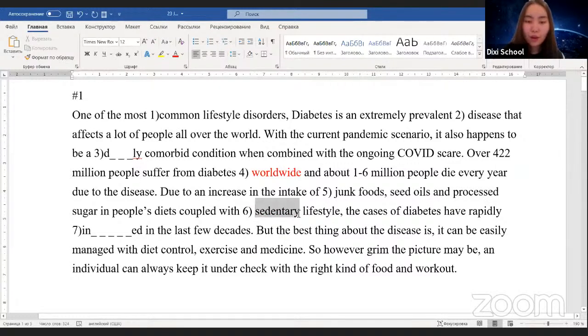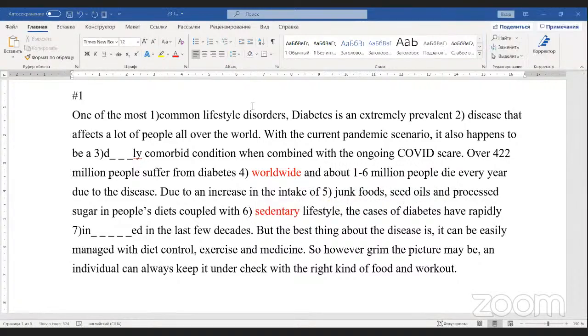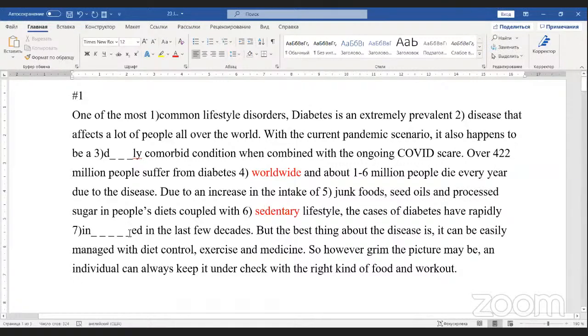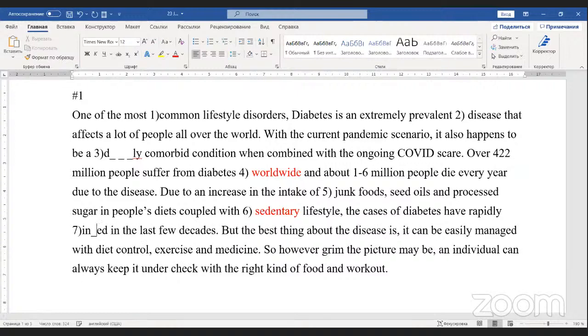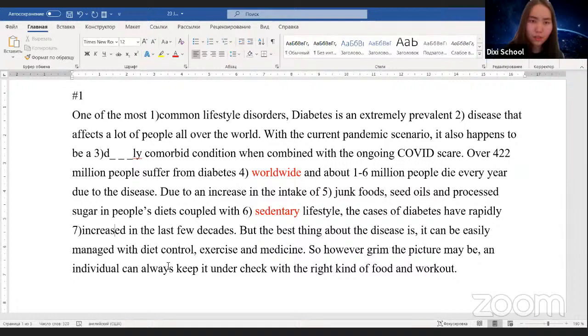And now we are going to proceed with Dida, please. The cases of diabetes have repeatedly increased in the last decades. But the best thing about the disease is it can be easily managed with diet control, exercise, and medicine. So, however grim the picture may be, an individual can always keep it under check with the right kind of support.